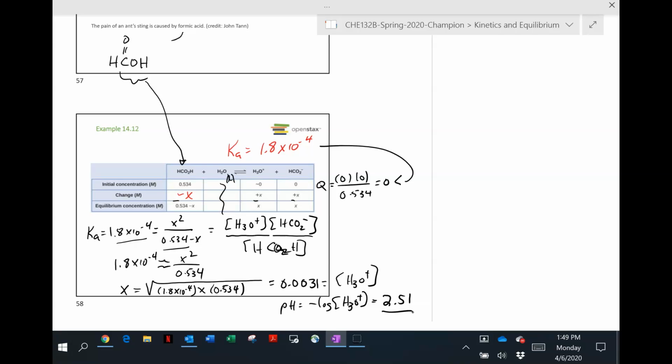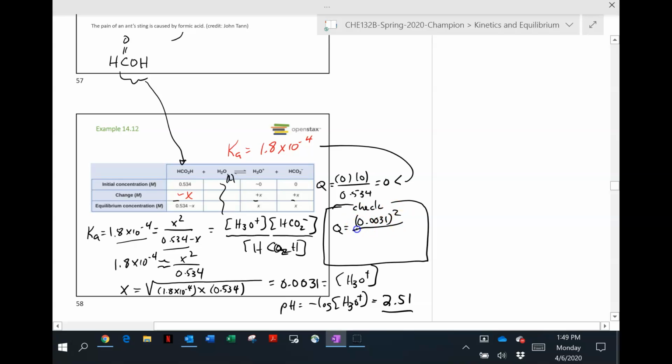We could do the check here, by the way. We could just do a check of our calculations. I'll write a little box here for that. Is Q equal to 0.0031 quantity squared over 0.534 minus 0.0031. So that's me plugging my approximate value of x in there.